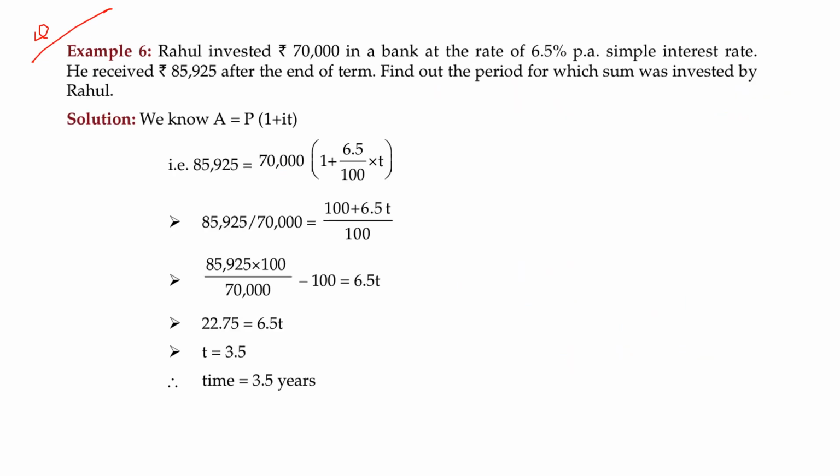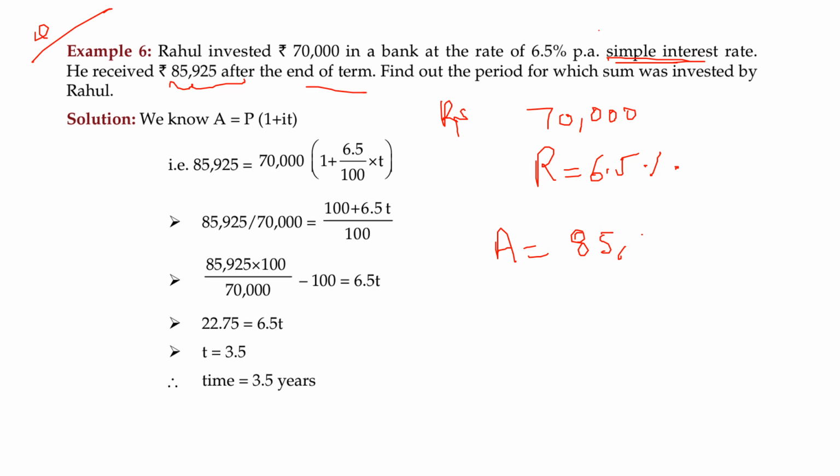Another example, Rahul invested rupees 70,000 in a bank at a rate of 6.5% simple interest. He received 85,925 after end of term. So accumulated 85,925 rupees. Find out the period for which sum was invested by Rahul.